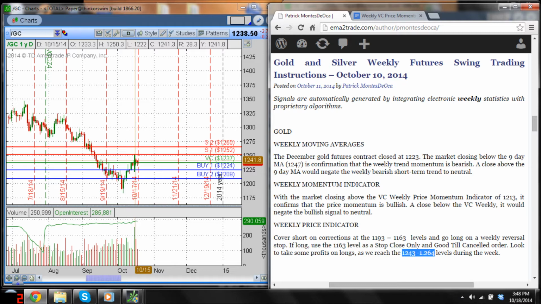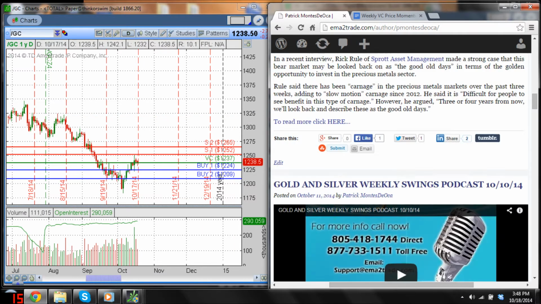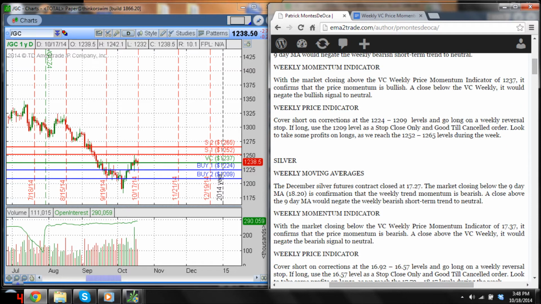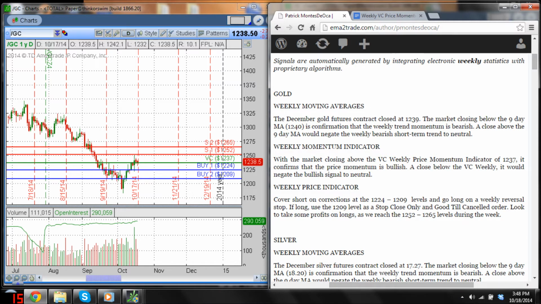Now, let's take a look at what this current report published today is telling us for next week. On Friday the 16th, the December gold futures contract closed at 1239. The market closing below the 9-day moving average of 1240 is slightly bearish, but if it closes above 1240, it would negate this short-term bearish trend to neutral.